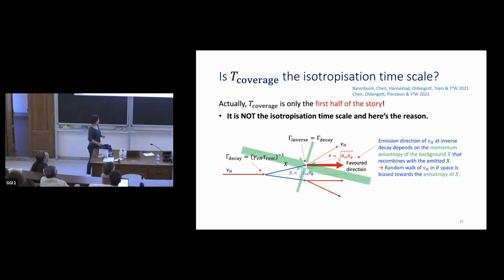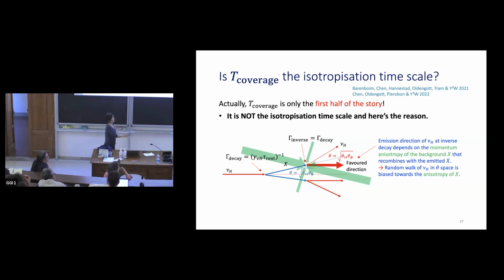That is because if your background is not isotropic, then the emission probability of this final new H will be different depending on whether you are combining with an X particle from the background in this direction or that direction. And in fact, if you have a strong anisotropy, such as the one shown here, this direction is the direction that is favored. So your random walk is biased, in other words, because your background is not isotropic.